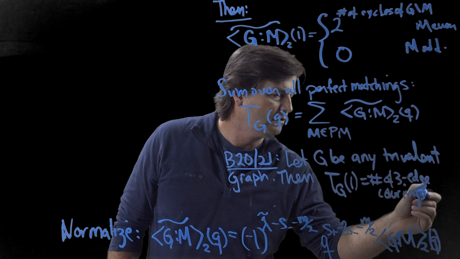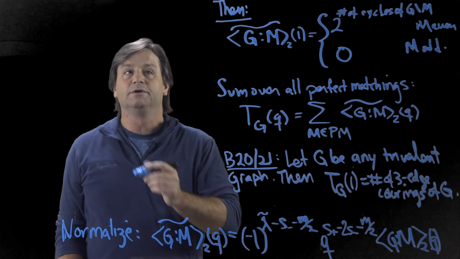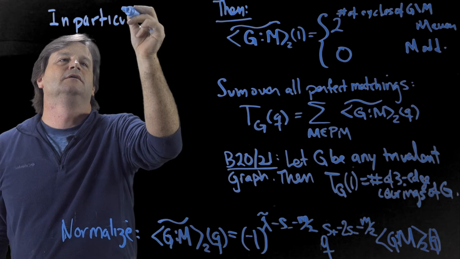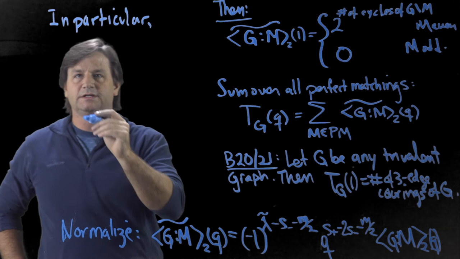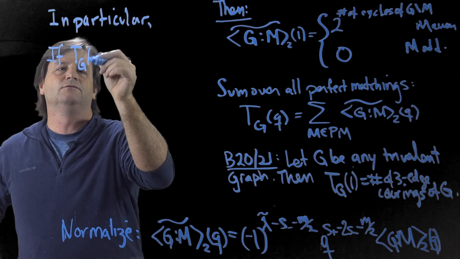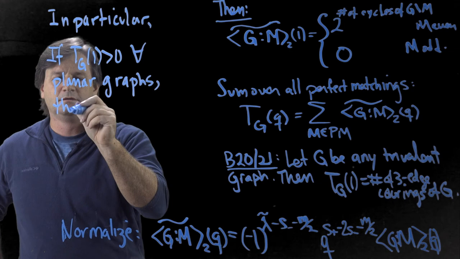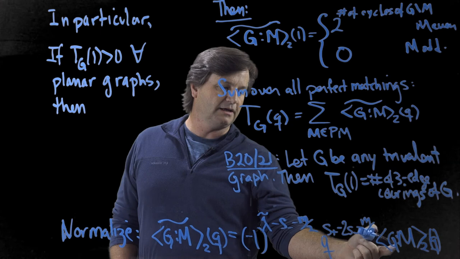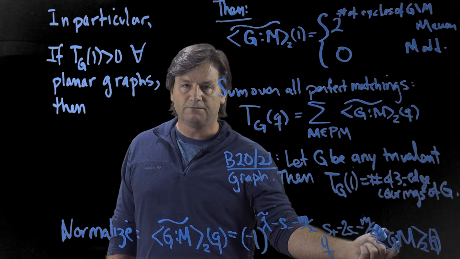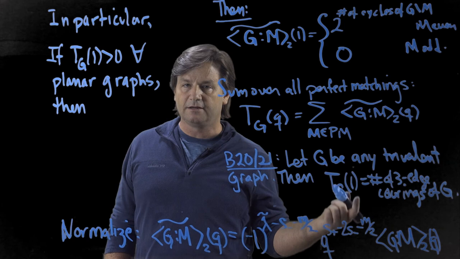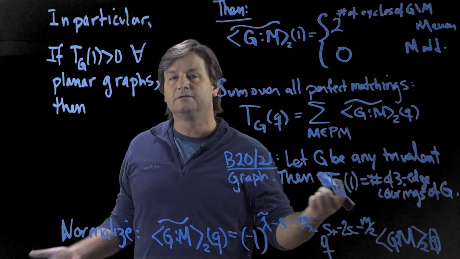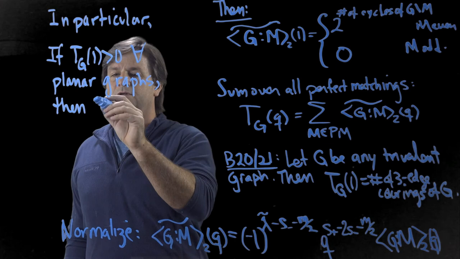So that leads us to, in particular, if we restrict it to planar graphs, it says that if TG of 1 is greater than 0 for all planar graphs, then, well, that means that there's a perfect matching that has a non-trivial two factors that are valid two factors, and those two factors can be colored with Tate colorings, three-edge colorings. That's the number here. And of course, a three-edge coloring then implies that you can have a four-face coloring. So if this is always true, then you get the four-color theorem.